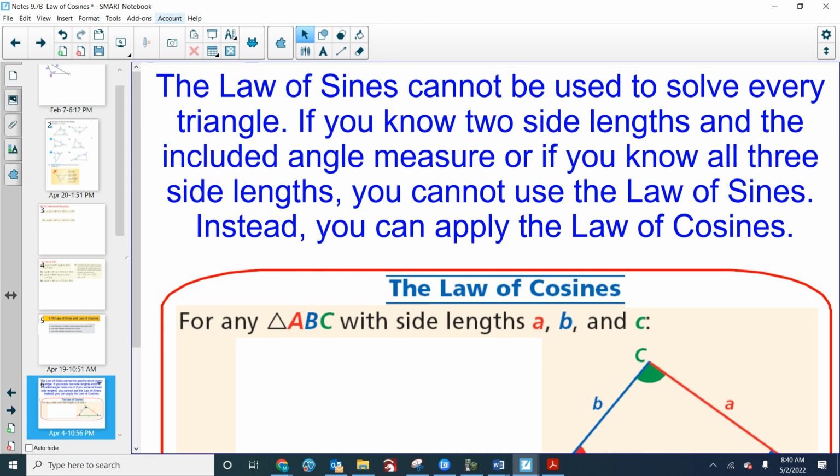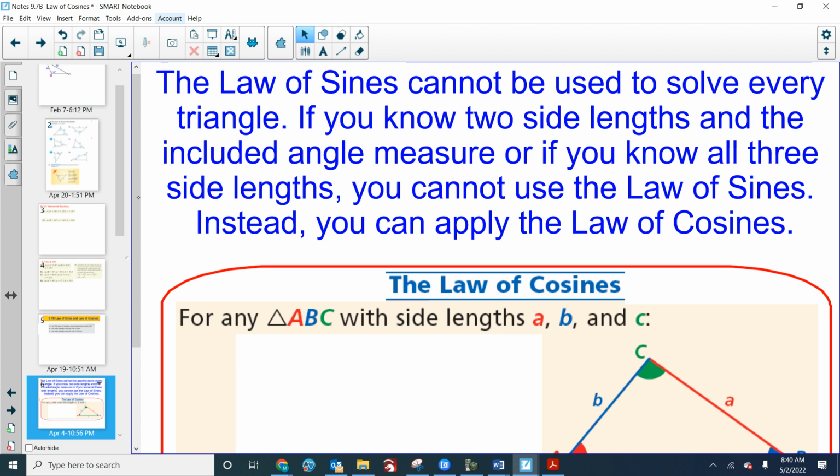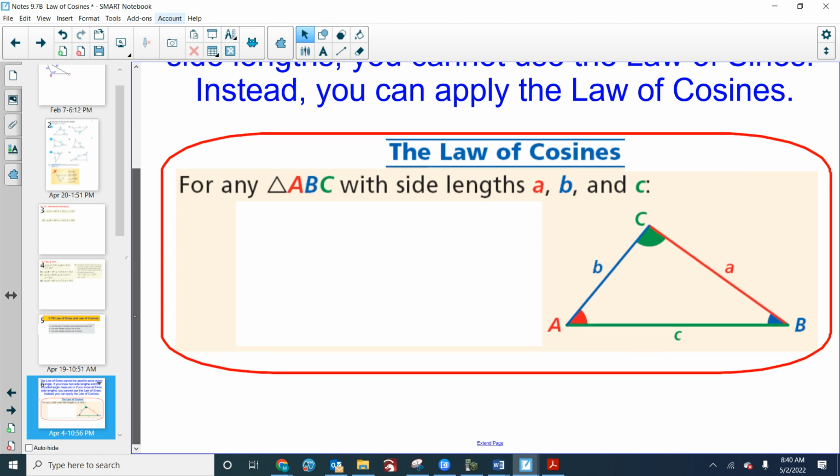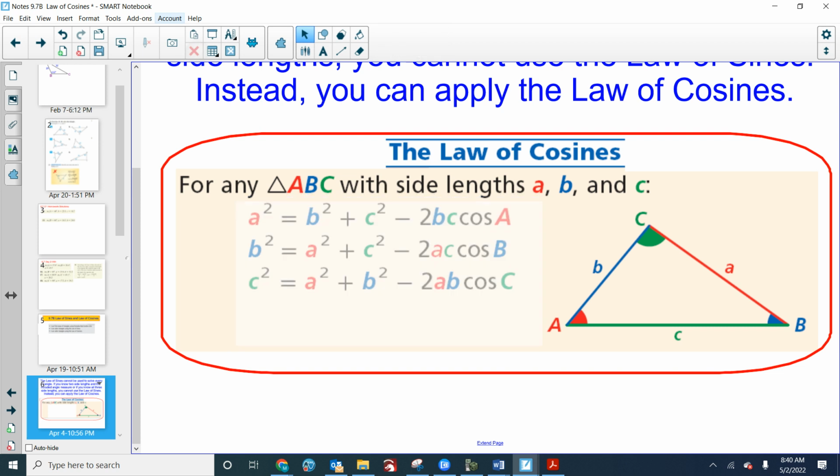Now, if it's not law of sines, it needs to be the law of cosines. So this is our path. We ask ourselves, well, what if it's not SSA or AAS or ASA? We have what's called the law of cosines.